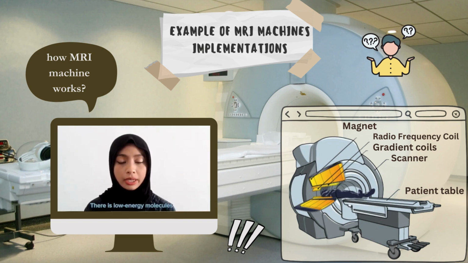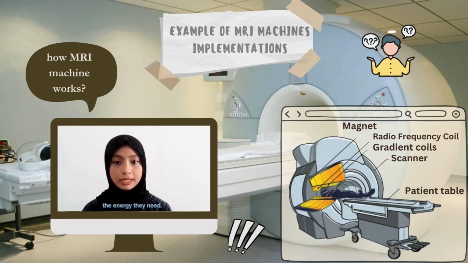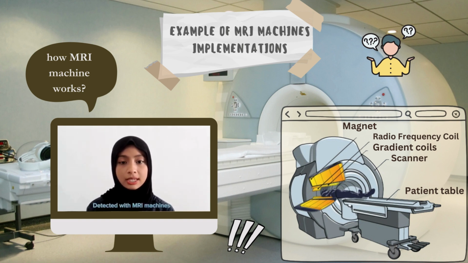There are low energy molecules that do not move with the magnetic field. The machine focuses on these low energy molecules. The machine sends radio waves along with the magnetic field, and the low energy molecules absorb the energy they need. This is detected by the MRI machine and sent to a computer, which is used as an imaging device.